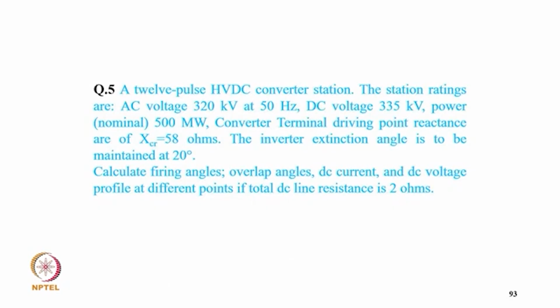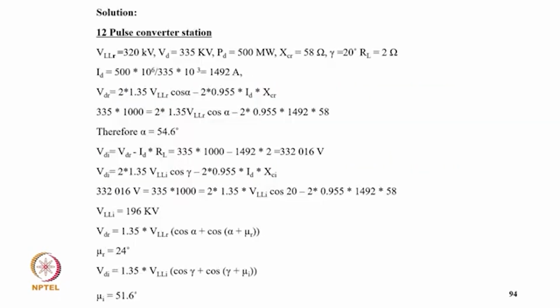Coming to question 5, a 12 pulse HVDC converter station. The station ratings are AC voltage 320 kV at 50 Hz, DC voltage 335 kV, and nominal power 500 megawatt. The converter terminal commutating reactance is XCR equal to 58 ohm, and the inverter extinction angle is to be maintained at 20 degrees. Calculate the firing angle, overlap angle, DC current and DC voltage profile at different points if the total DC resistance is 2 ohm. So coming to the solution, 12 pulse converter station, VLLR equal to 320 kilovolt, VD equal to 335 kV, PD equal to 500 megawatt, XCR equal to 58 ohm, gamma equal to 20 degrees, RL equal to 2 ohm.